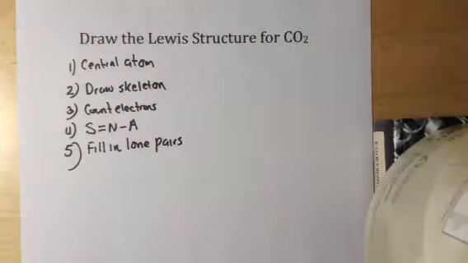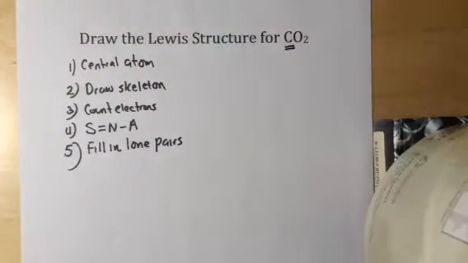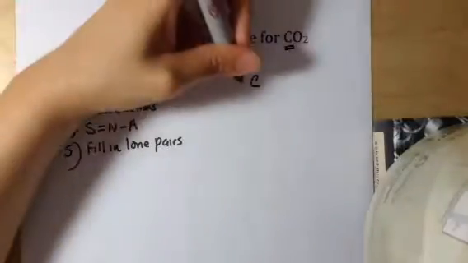Okay, so the central atom is usually the one there is the least of in the compound provided. In this case we have CO2. C is the least, so that's going to be our central atom. Draw the skeleton, so C is central, so there's going to be an oxygen off of each side of the C.